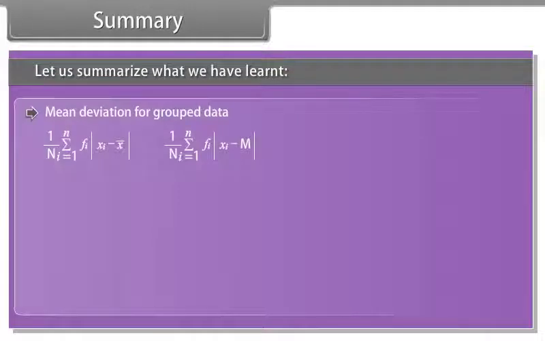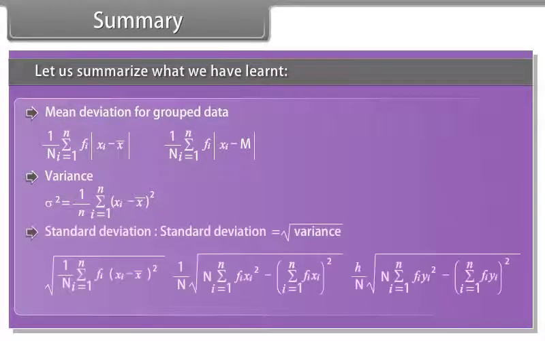Mean deviation for grouped data: summation from i = 1 to n of the product between frequency and absolute values divided by capital N. Variance: summation from i = 1 to n of the squares of the difference between xi and the mean x bar divided by n. Standard deviation: standard deviation is the square root of variance. Square root of the summation from i = 1 to n of the product between the frequency fi and the squared difference between the xi and mean x bar divided by capital N.